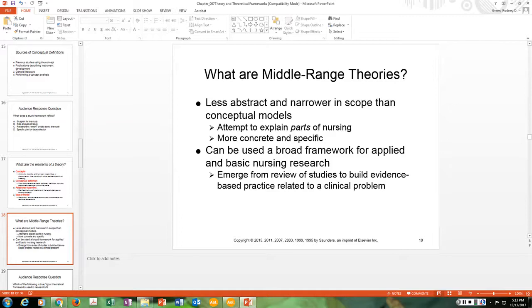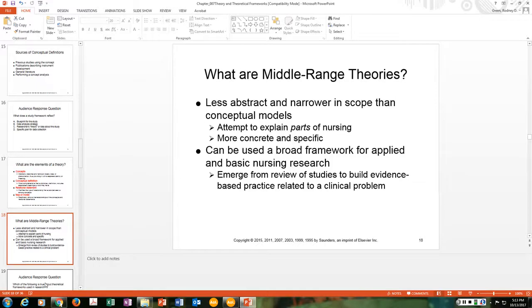So we've talked about theory, we've talked about grand nursing theory, and now we'll talk about middle range theories. So the middle range theories are not quite as abstract, sophisticated, as the grand nursing theory. Okay?